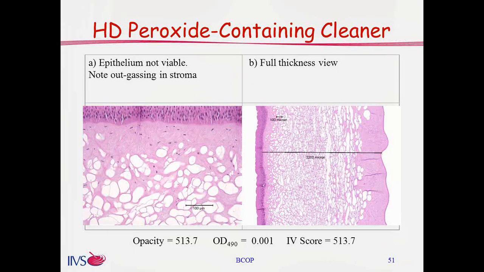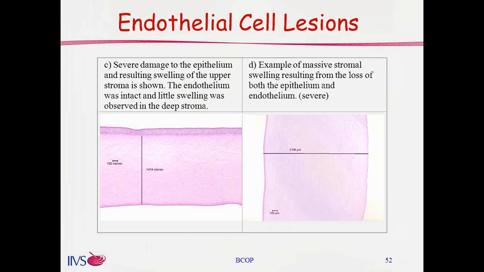Case of a quite strong response from a peroxide-containing cleaner, where the peroxide had produced presumably outgassing of oxygen. And so we see extremely high opacity values in these corneas that have been quite swollen, and the normal architecture has really been devastated by the outgassing.